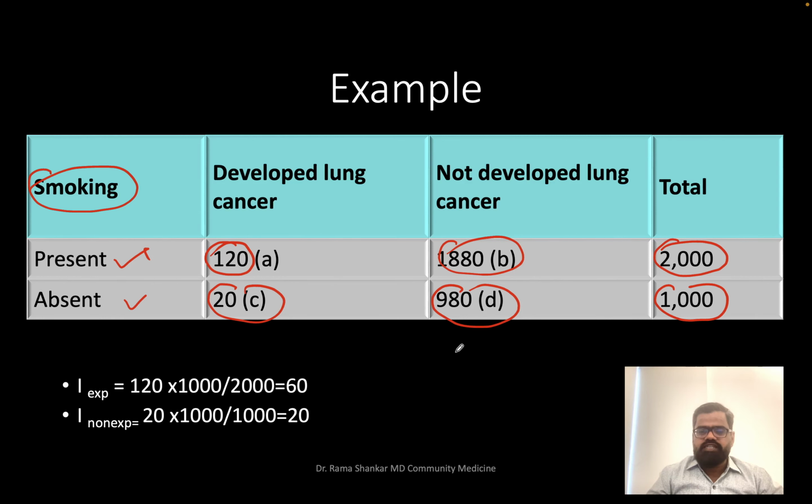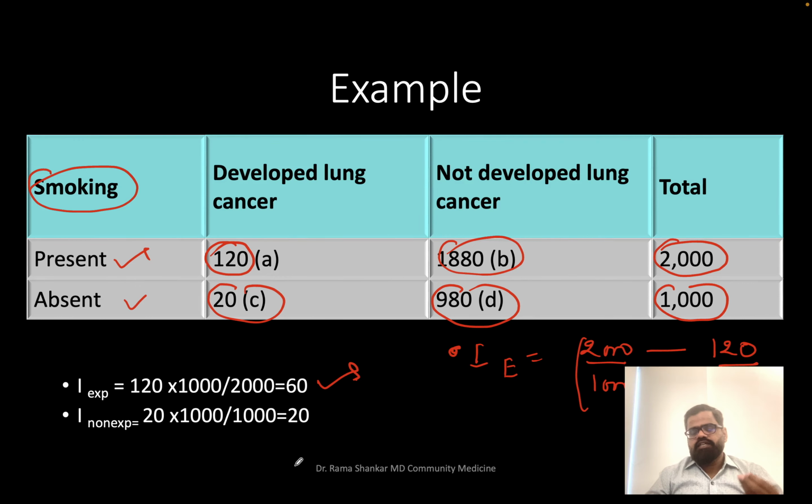Now students, if I ask you what is the incidence in the exposed group, the total population is 2,000. In 2,000, how many people developed disease? 120. So in 2,000, 120; how many in 1,000? Because as I said, we generally express incidence per 1,000. So 120 by 2,000 into 1,000 becomes 60. And this can be done without calculation also. Simple. In 2,000, 120; in 1,000 it becomes 60. So incidence in the exposed group is 60.